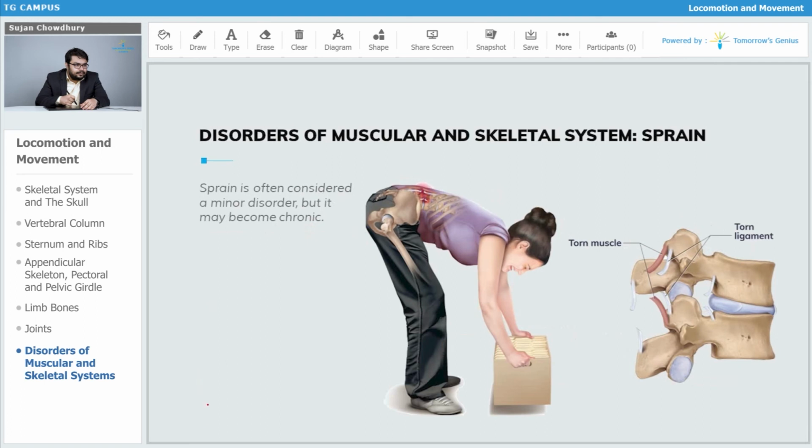Sprain is often considered a minor disorder, but it may become chronic when there is a tearing in the muscle.